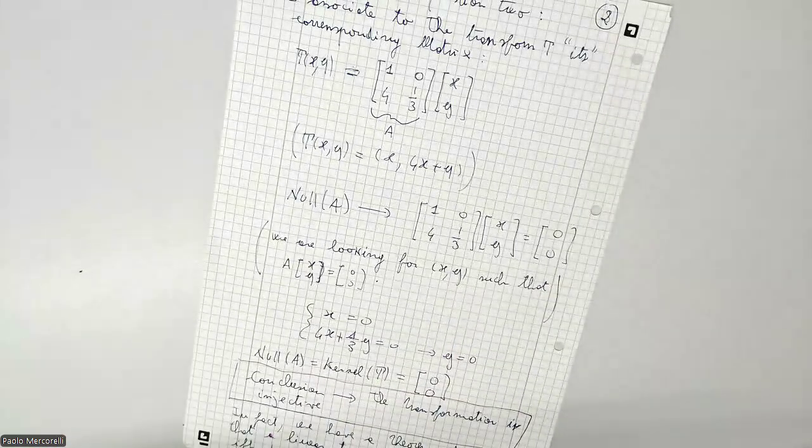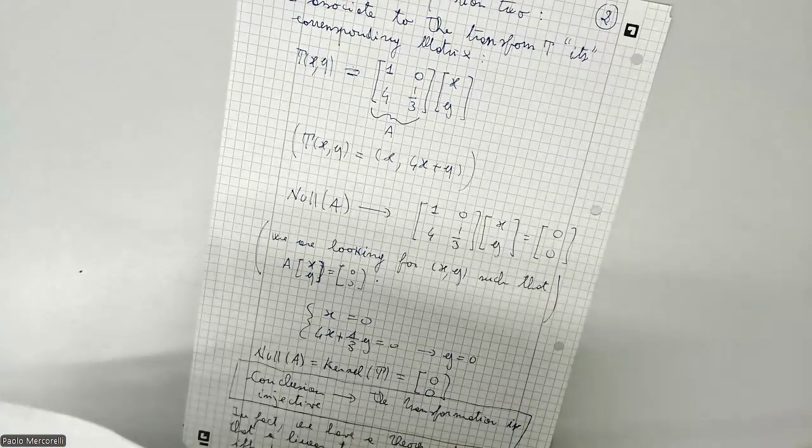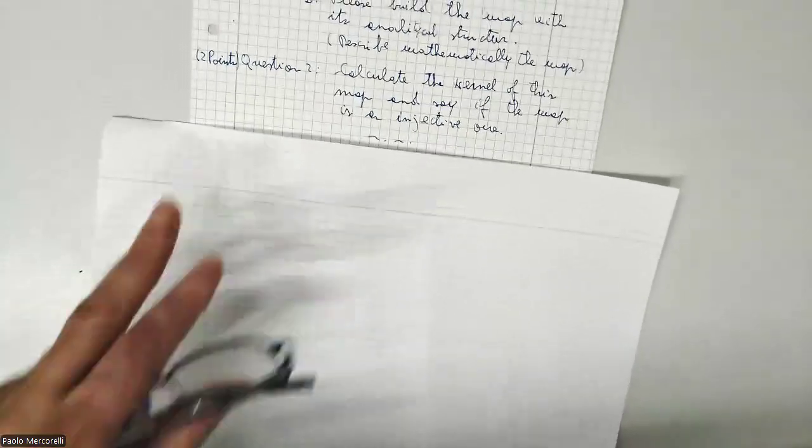Question? If no question, let me proceed answering question number 2, and let me reread it. Calculate the kernel of this map and say if the map is an injective one. We will see later again the definition of injective. We will see exactly now the definition of the kernel. Probably you don't remember.